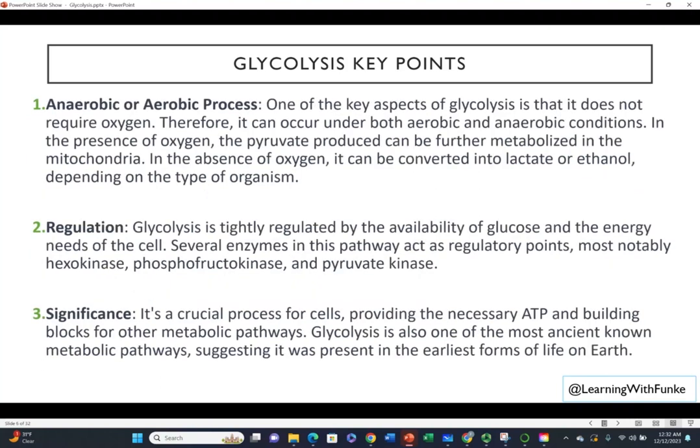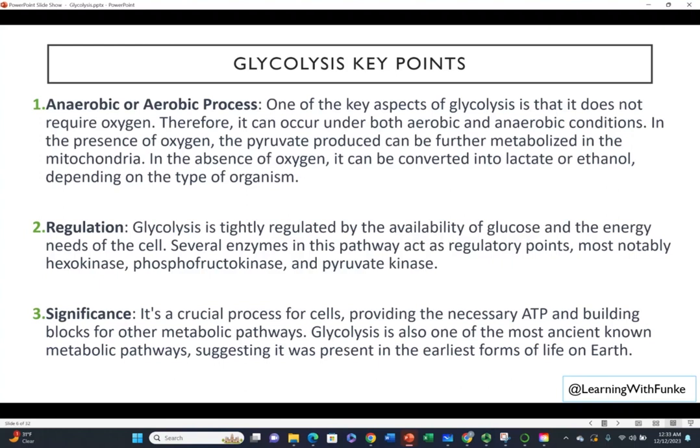And so glycolysis can also be anaerobic or aerobic. As we know, anaerobic means it does not require oxygen, while aerobic means it requires oxygen. In the presence of oxygen, pyruvate can undergo further metabolism in the mitochondria, as we'll be going over in subsequent videos. That's not the focus for this video. However, in the absence of oxygen, like I showed in the previous slide, we can produce lactate or ethanol depending on the type of the organism.